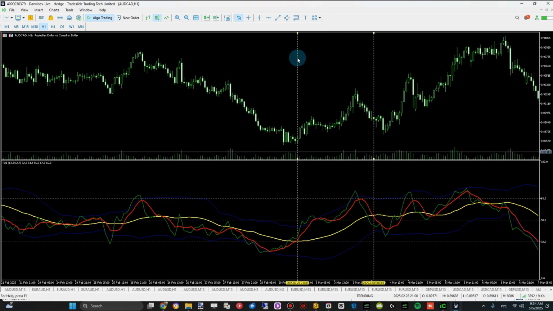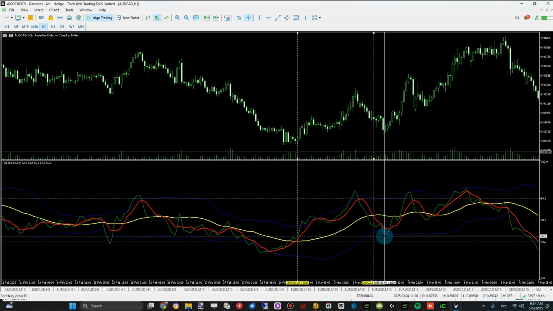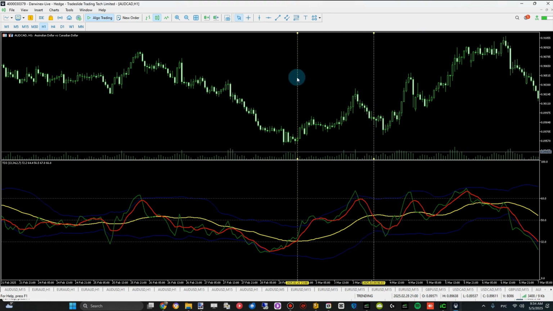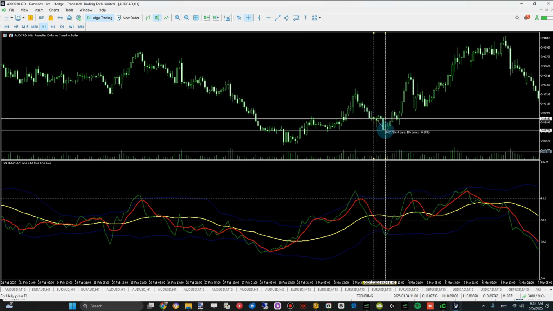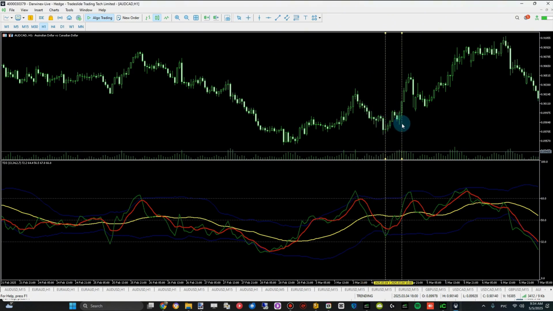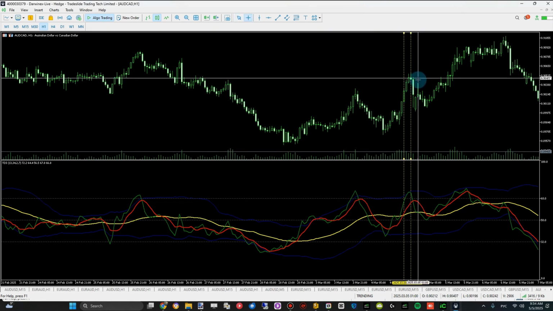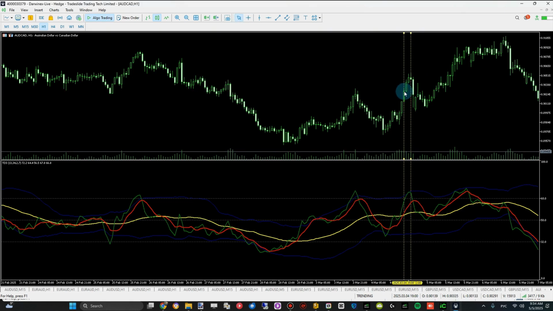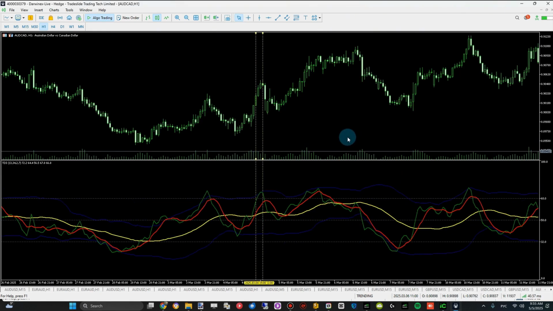For example, here our lines crossed, the red with the yellow, and we wait until the green touches the opposite boundary. We lock in the profit. Yes, just like that. We earned something here, scalped a bit. Next, our lines crossed here. We wait until the green touches the opposite level. Locked in the profit. This is primitive. You need to add certain filters here, but I just want to show you what signals this indicator can give.